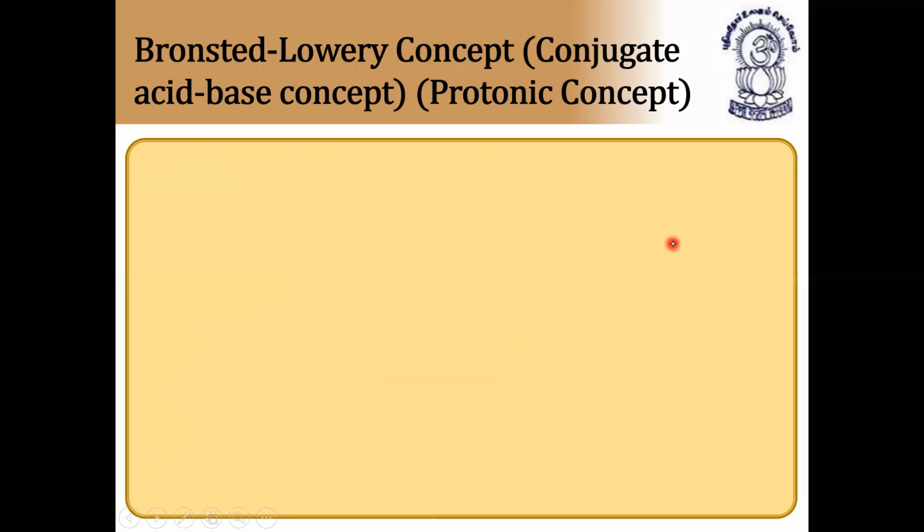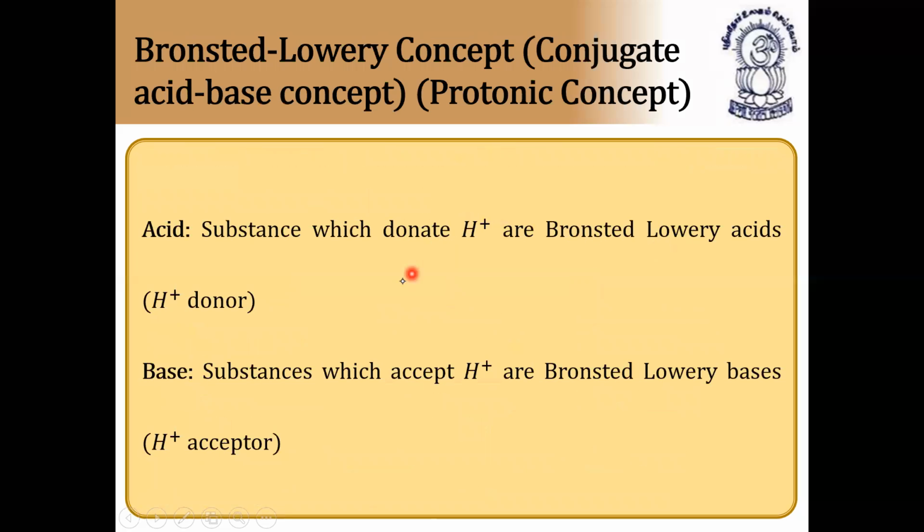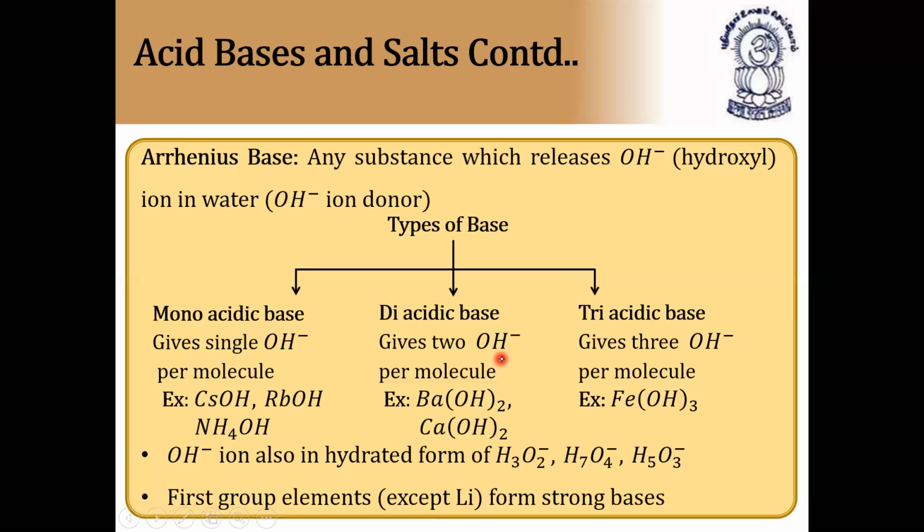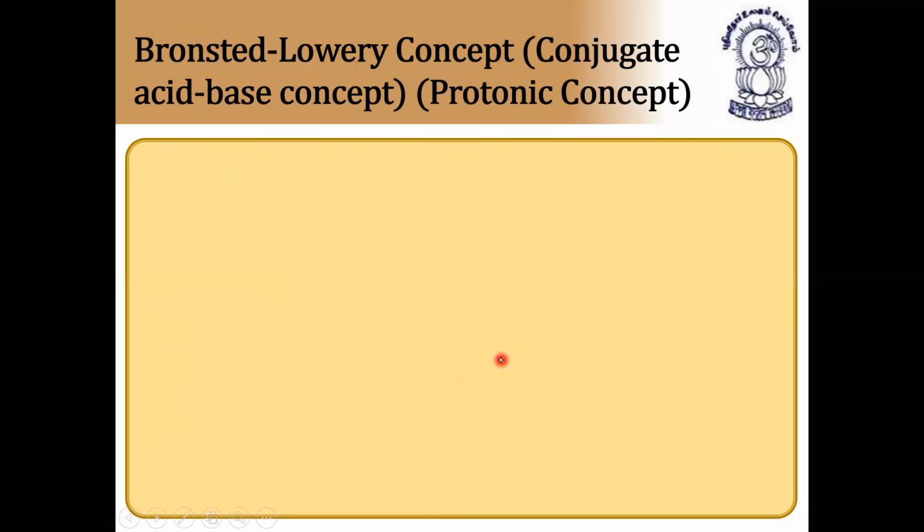Continuation now. Next concept we have is the Bronsted-Lowry concept. This is the second theory after the Arrhenius theory of acids and bases. Let us see now. Before going to the Bronsted-Lowry concept, I will discuss the limitations of Arrhenius theory. Why is Arrhenius theory failed? That is not given in the slides. So please note down the limitations of Arrhenius theory.